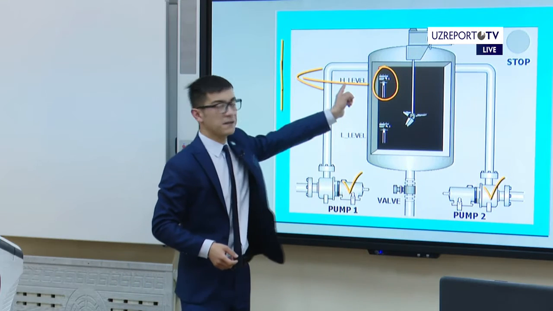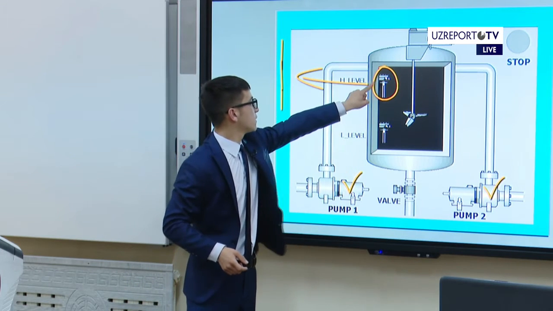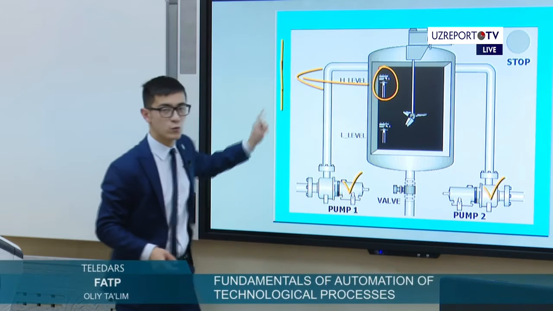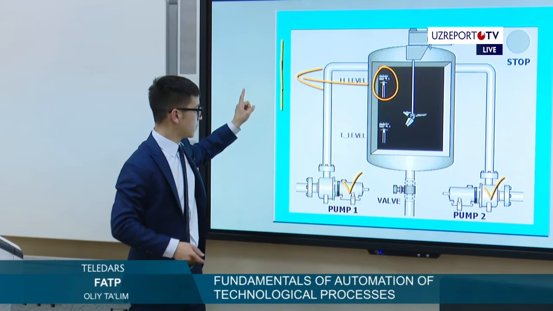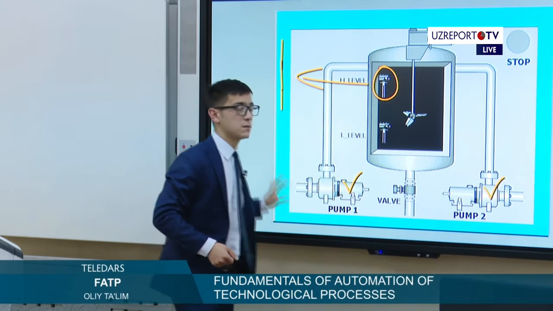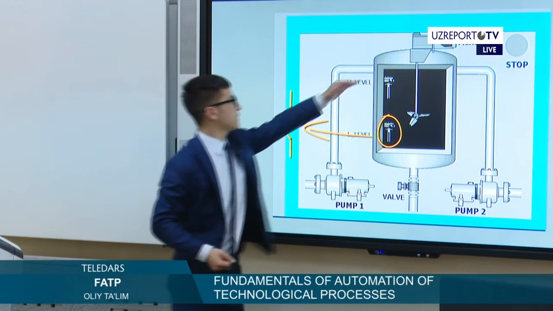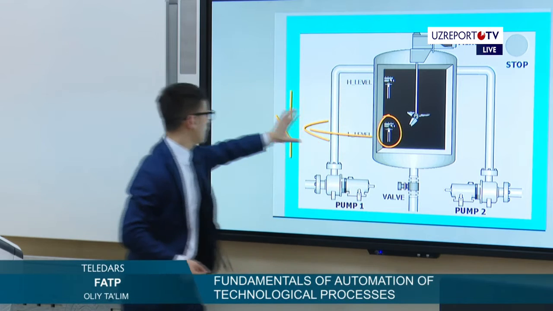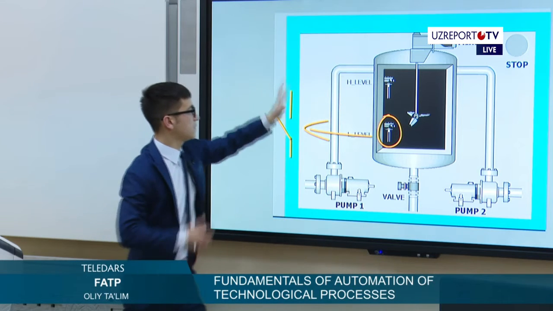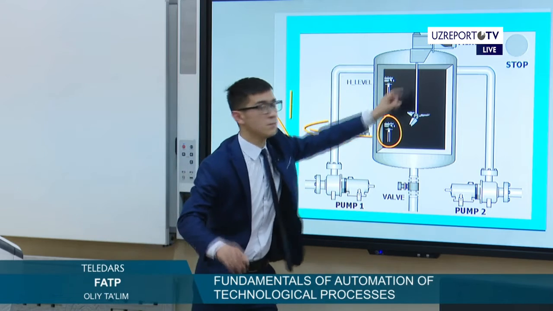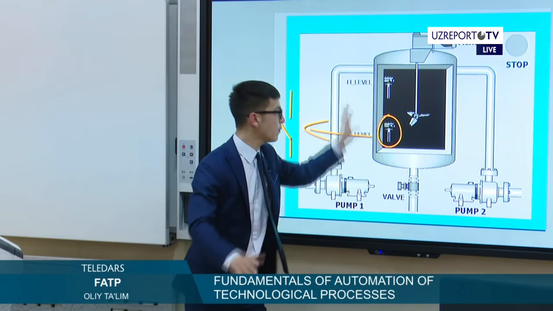When we have a high level, the sensor will give the signal to the controller to start the work of the pumps. And when it comes down, the connection is switched off. This means the technology process is over, and the mixer must stop working. And the valves stop, all the process will stop.